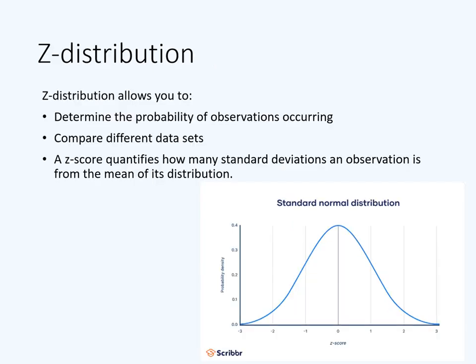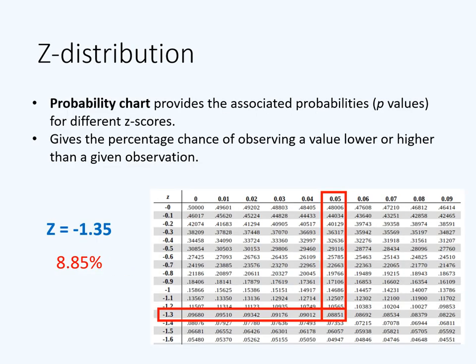A normal distribution can be converted into what's called a z-distribution, and this is what allows us to determine the probability of observations occurring, and it lets us compare different data sets as well. I won't go into the detail of how this is calculated, but the way that it works is it transforms each data point into a z-score, and a z-score quantifies how many standard deviations a data point is from the mean. For example, we could convert an observation into a z-score of minus 1.35, which is 1.35 standard deviations below the mean. Then we can look up that z-score in a probability chart, which tells us the probability of observing a value lower than a given observation.